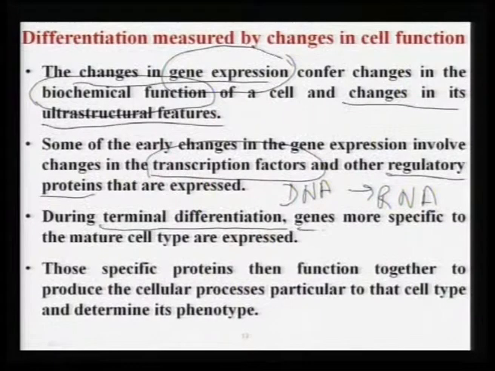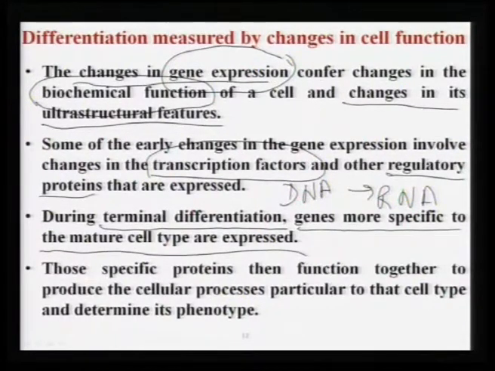So, if you see that osteoblast lineage, it is the osteocyte cells which are the most matured cells. Osteocyte cannot be differentiated to any other bone cell type, that is the last stage of the differentiation. So, that is what is mentioned here, that during terminal differentiation genes more specific to the mature cell type are expressed. Fourth point that is mentioned is those specific proteins that function together to produce the cellular processes particular to that cell type and determine its phenotype.